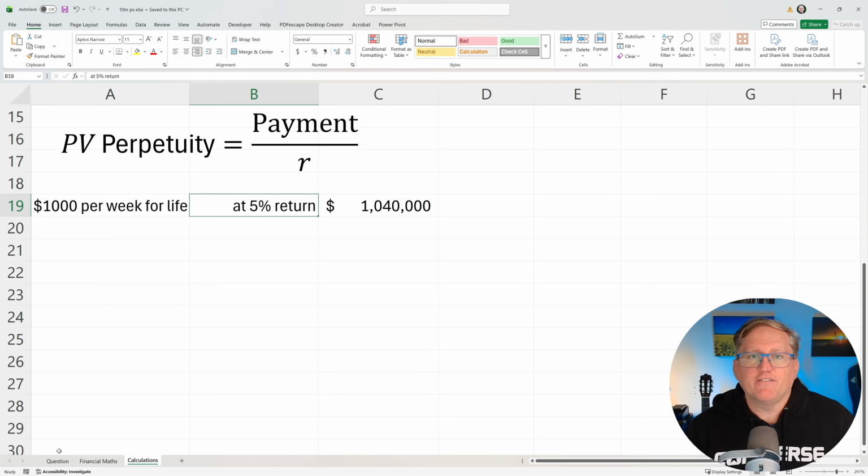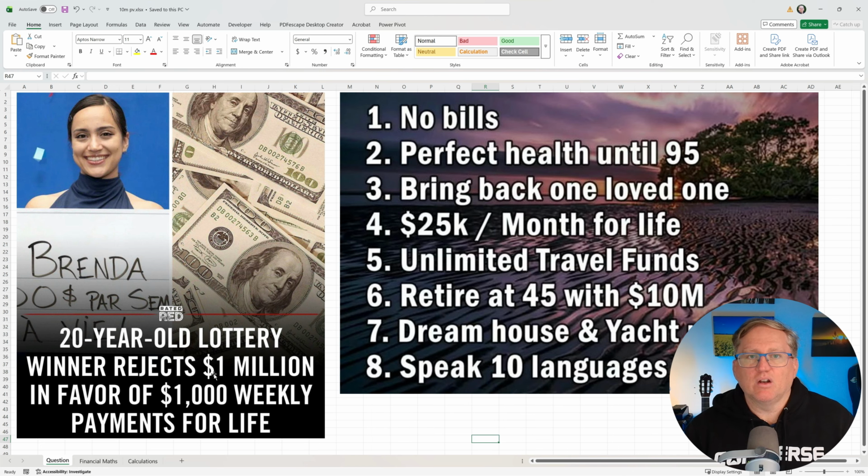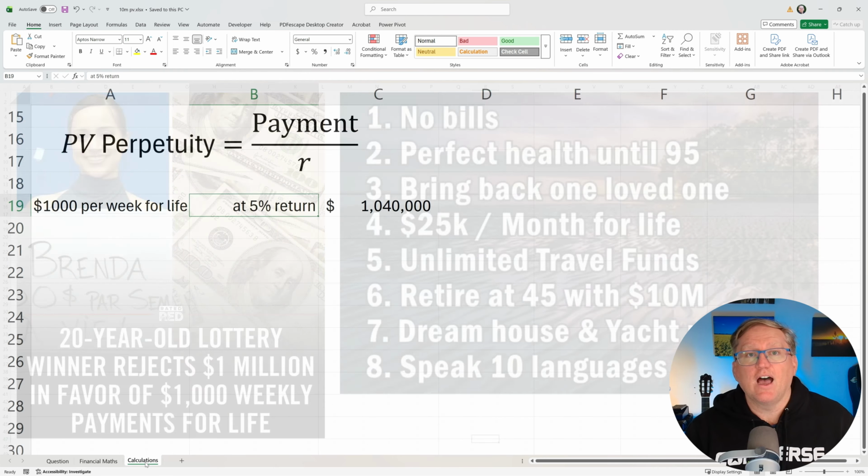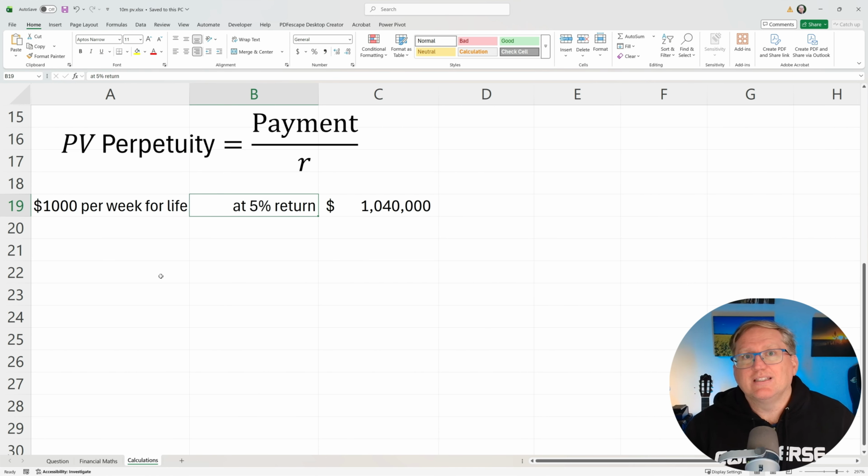So if we remember our first one, you had the choice of $1 million or $1,000 every week forever. Well, for life. I'm going to treat it as forever. We could say, okay, well, maybe for life is actually 50 or 70 or 90 or 100 years, depending on how old you are and how old you think you might live for. But we're going to go to the extreme case.